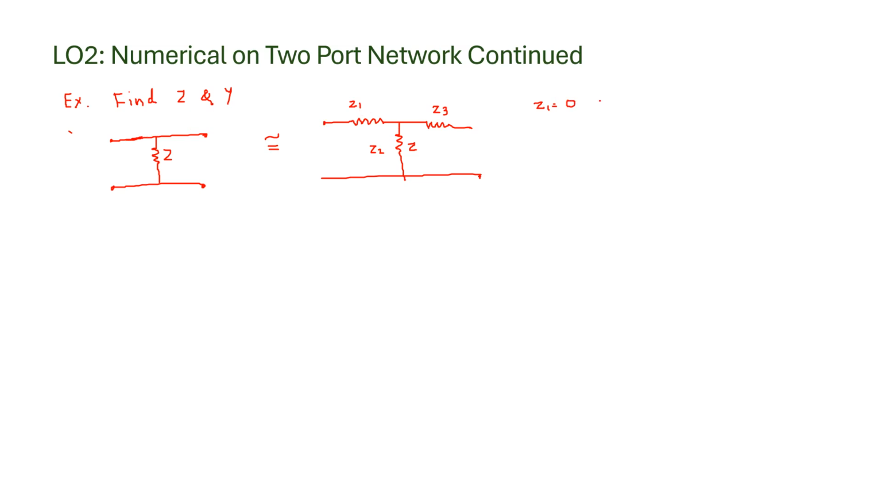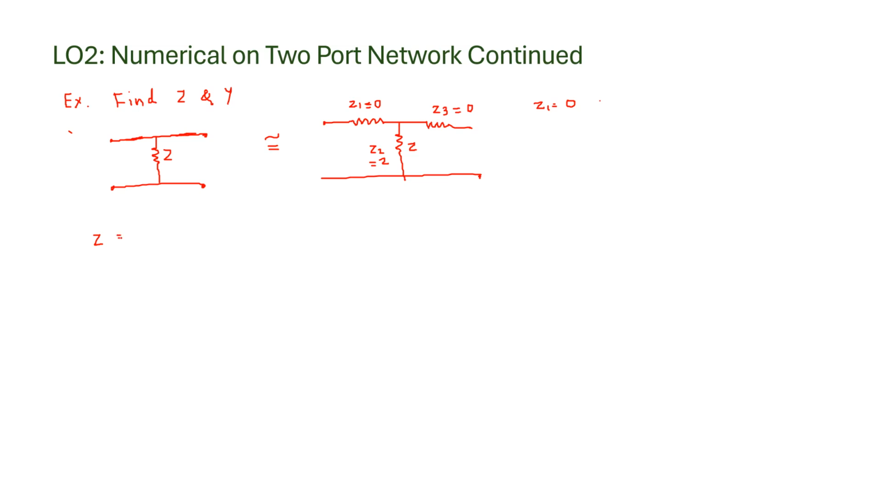It is as good as a short circuit. So I will take this Z1 equal to 0 value. And similarly here also I don't have any resistor, but I have put some resistor as the impedance Z3, and this value also I will take as 0. And Z2 is equal to Z ohm. Already they have given, so that's not an issue. Now let us find Z parameters for this.